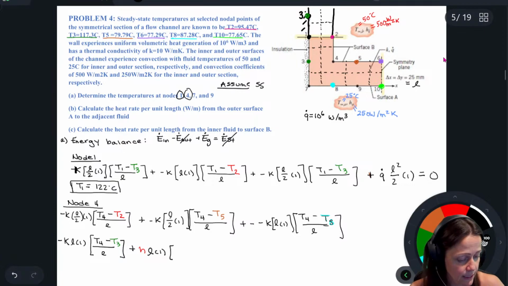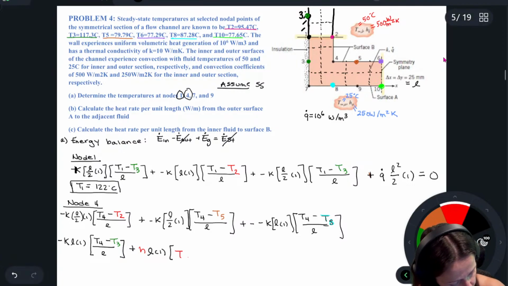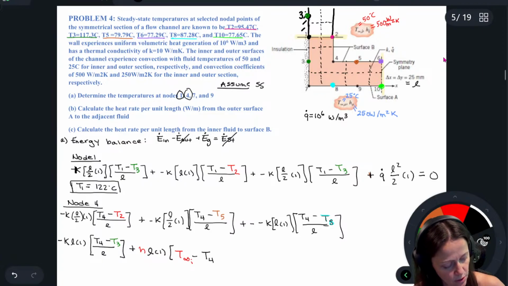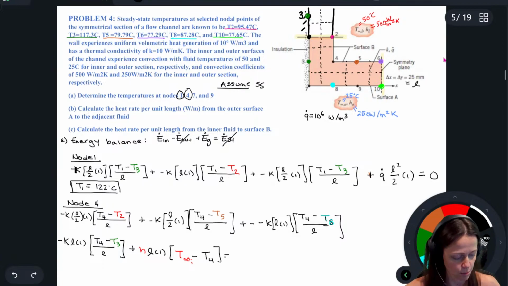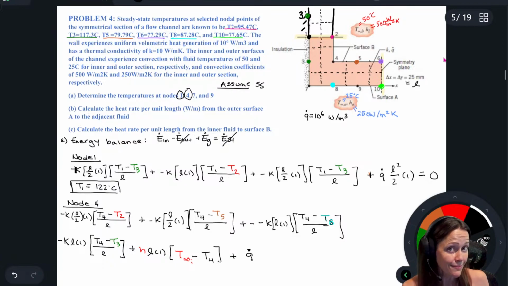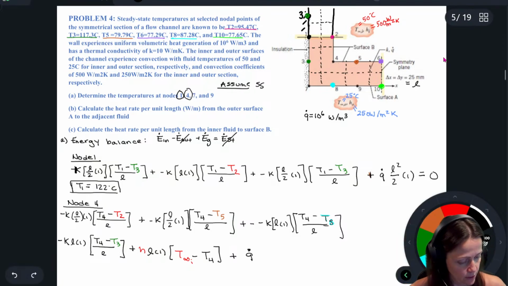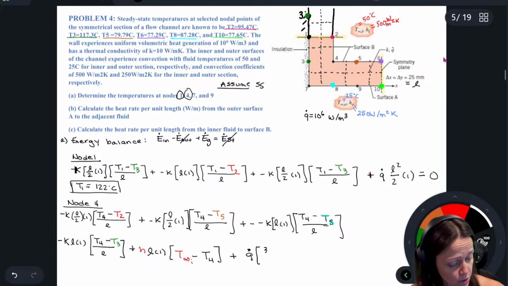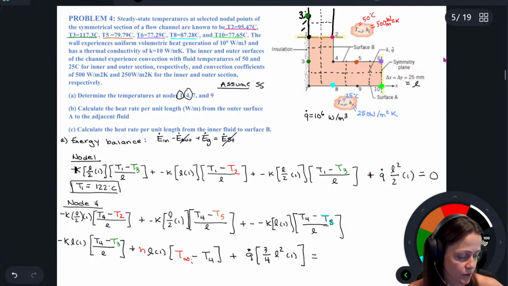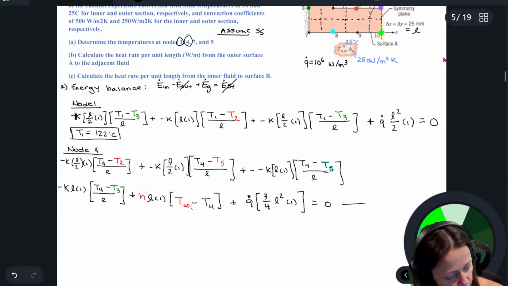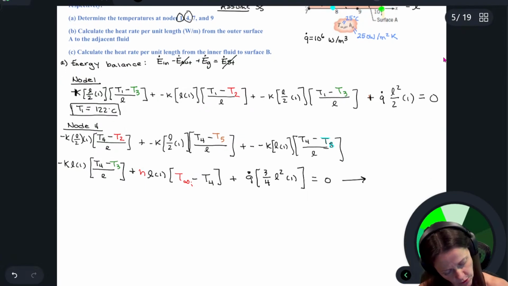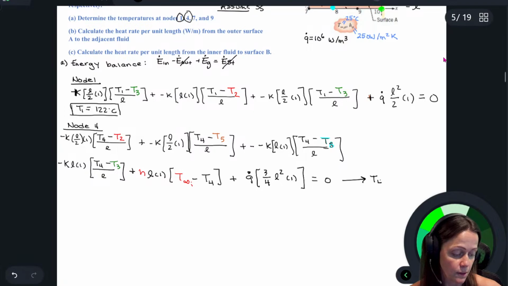And this is going to be T infinity on the inner surface, that 50 degrees, minus the node of interest, which is T4. Oh, and I almost forgot, we also have internal energy generation. So Q dot, and again, it's times that volume, which is a 3/4 volume. So that's going to be 3/4 L squared, yes, times 1, right? And all of that is equal to 0. Whew, that was difficult. And so now we could just solve for the unknown temperature, which is T4.